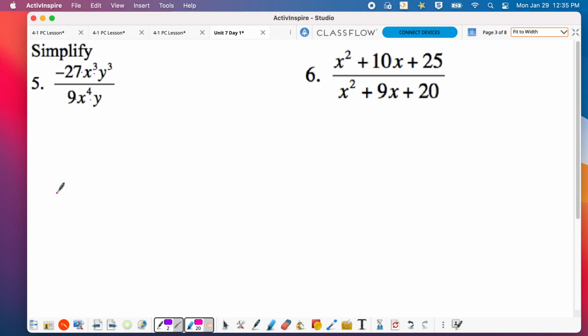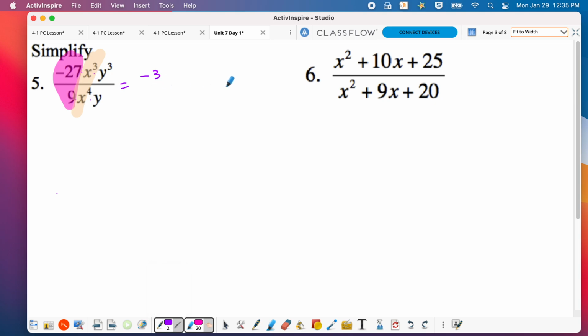So looking at this, negative 27 divided by 9 is negative 3. So I simplify that. Now I'm going to look at the next piece. X to the third over x to the fourth. What I see is I have 3 x's up top and 4 x's on the bottom. X to the fourth is x times x times x times x.